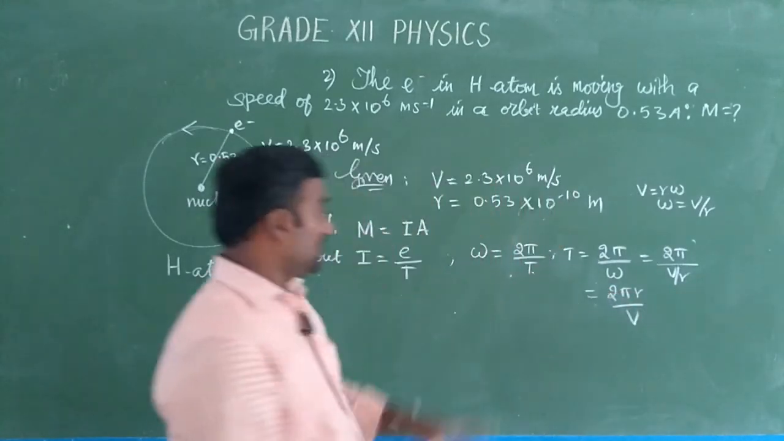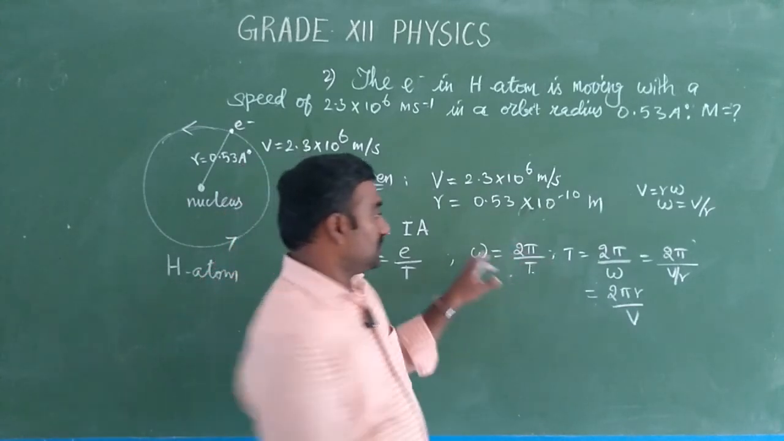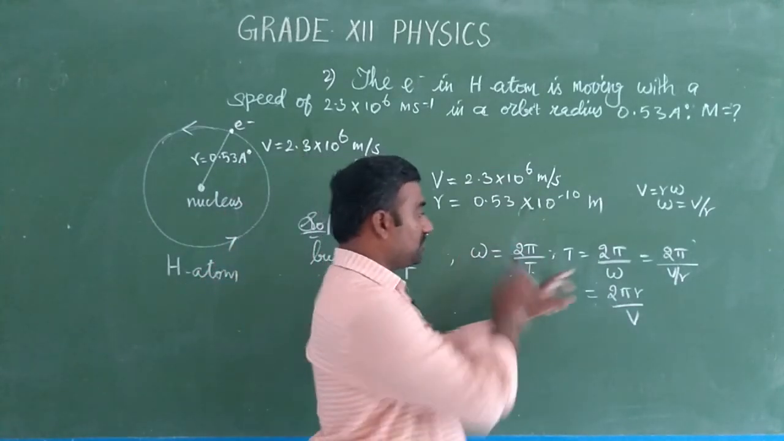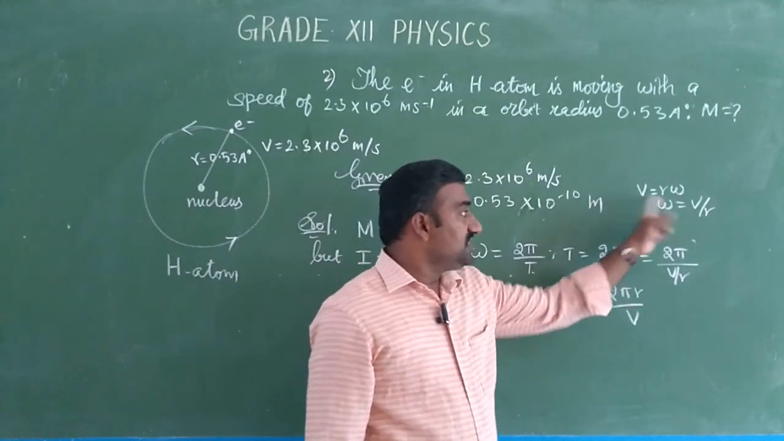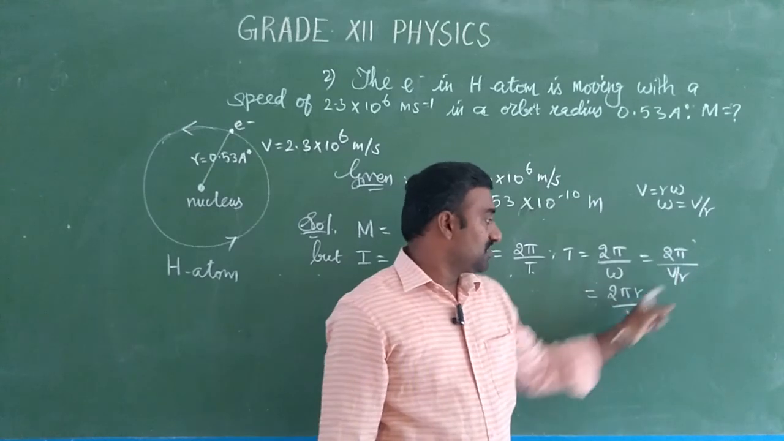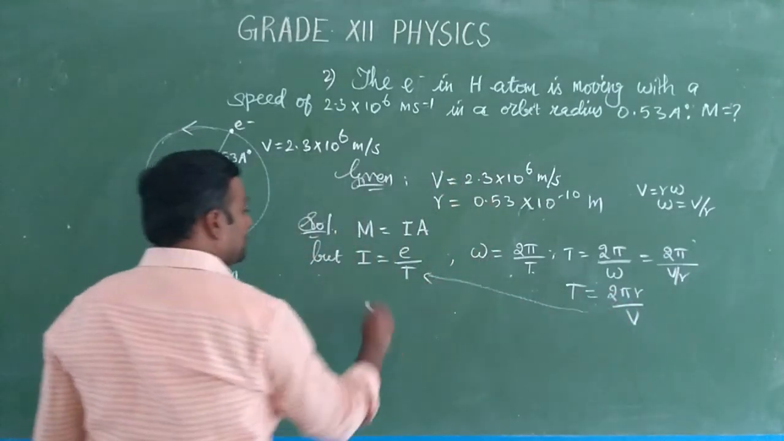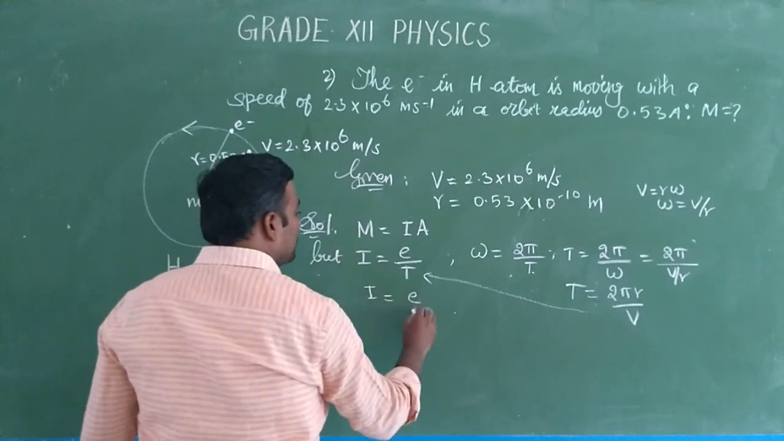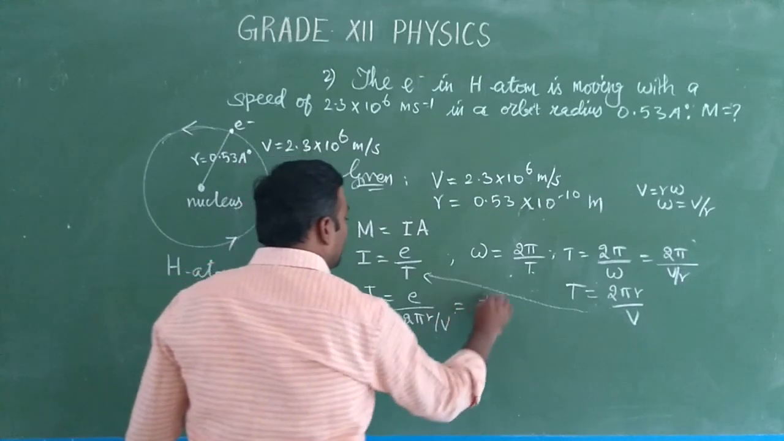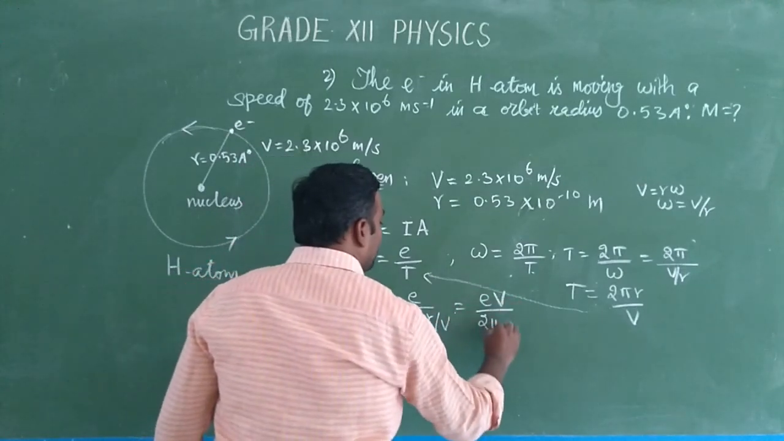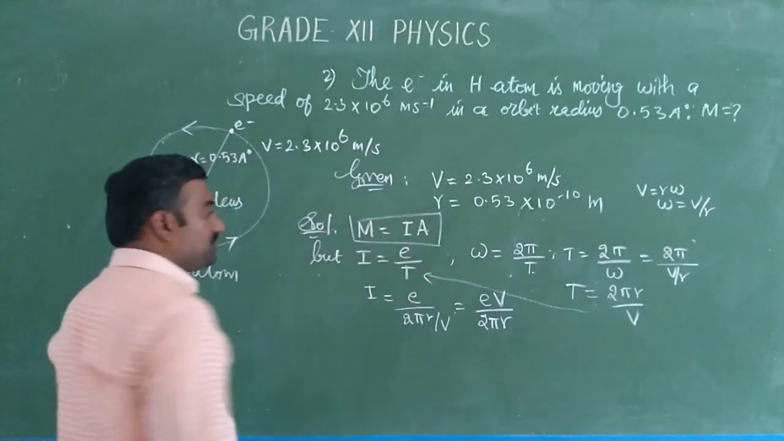எப்படி வந்திருக்குன்னு புரியுதுங்களா? கவனிங்க. Angular velocity is equal to angular displacement by time. So mutually transfer பண்ணியாச்சு இது ரெண்டையும். So T is equal to 2 pi by omega. But v is equal to r omega, omega is equal to v by r. Rearrange பண்ணா நமக்கு என்ன கிடைச்சிருச்சு? Time கிடைச்சிருச்சு. Substitute this time here. So current I is equal to e by 2 pi r by v, or ev by 2 pi r.